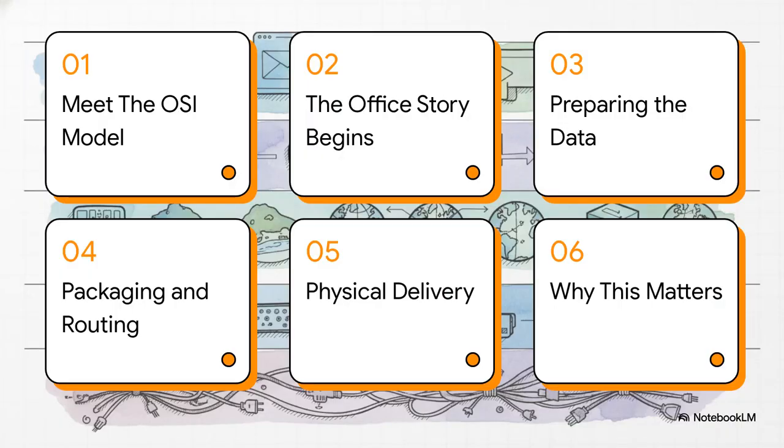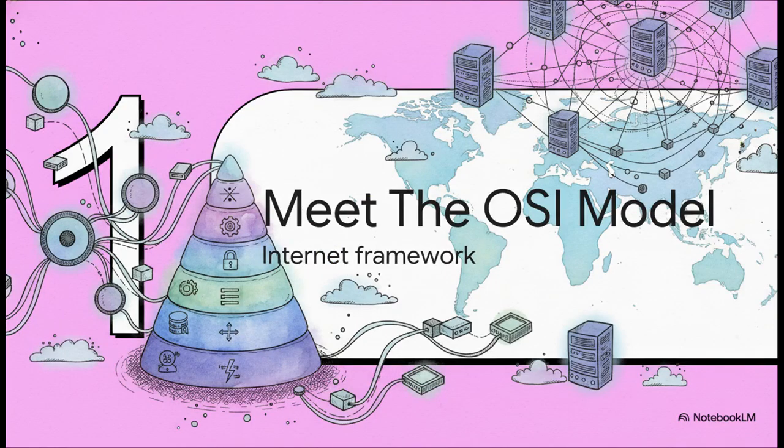Okay, quick look at the agenda. First, we'll meet the OSI model, see how the office story begins, and then cover preparing the data, packaging and routing, physical delivery, and finally wrap up with why all of this actually matters. Section 1. Meet the OSI model, the framework of the Internet.